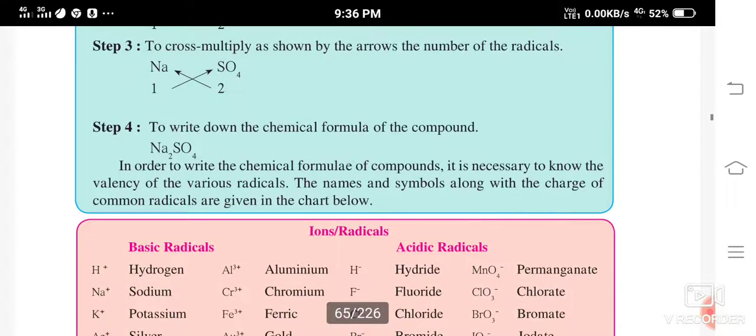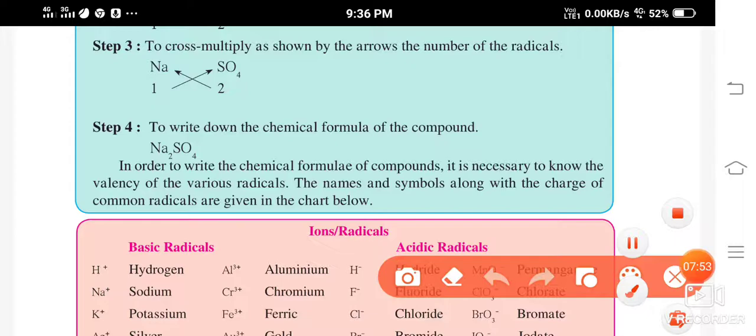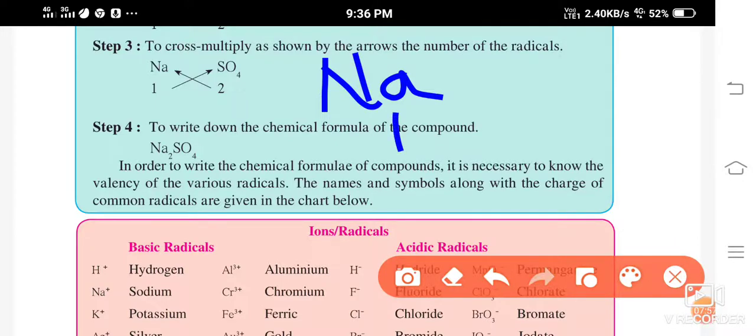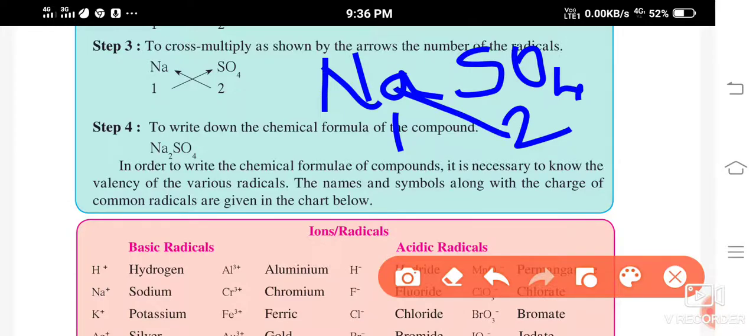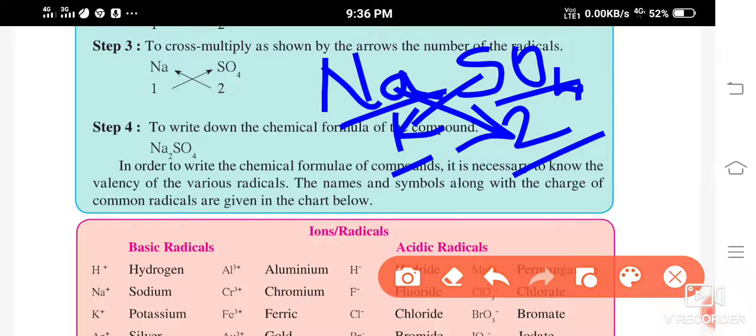Now step 4: write down the chemical formula of the compound. You have seen here sodium sulfate; the sodium valency is 1 and the sulfate valency is 2. So you cross multiply. For sodium you write 2 and for sulfate you write 1. So it is Na2SO4.